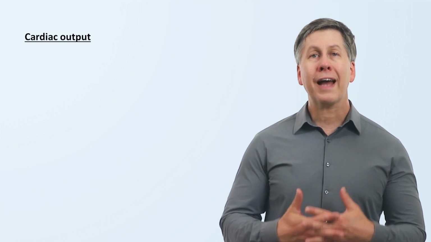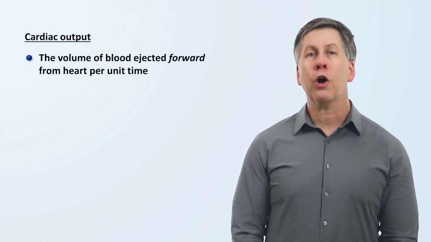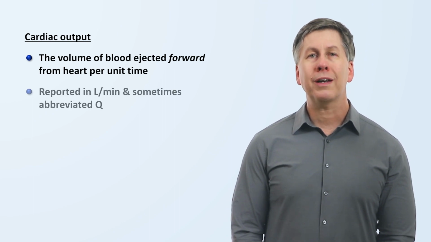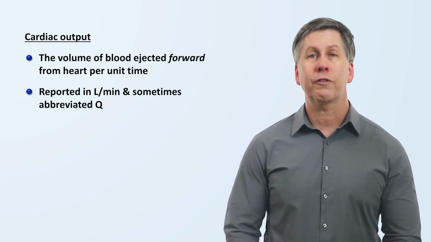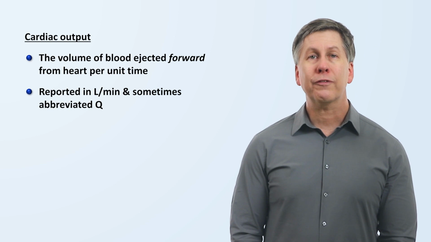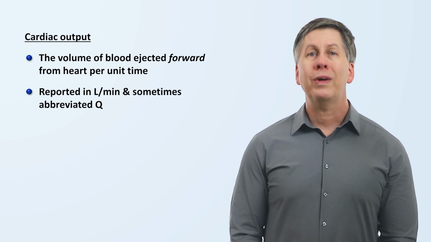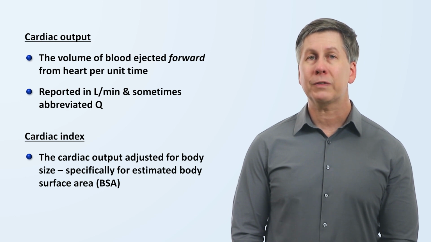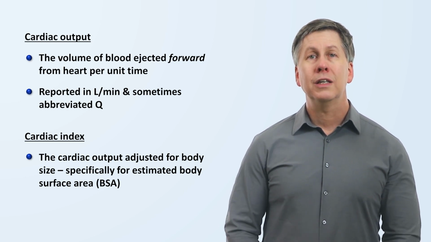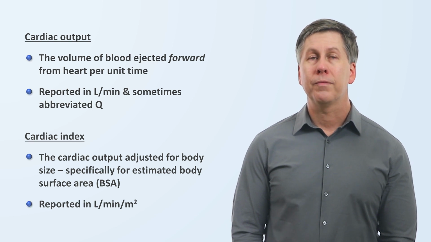A quantifiable physiologic parameter of overall cardiac function, whose measurement does not suffer from some of these same limitations, is cardiac output. The cardiac output is the volume of blood ejected forward from the heart per unit time. It is usually reported in liters per minute and is sometimes abbreviated Q, which is a common abbreviation in physics for fluid flow. In order to correct for differences in body size so that cardiac outputs can be compared to a reference standard, we use the cardiac index, which is the cardiac output adjusted for estimated body surface area. Cardiac index is reported in liters per minute per meter squared.